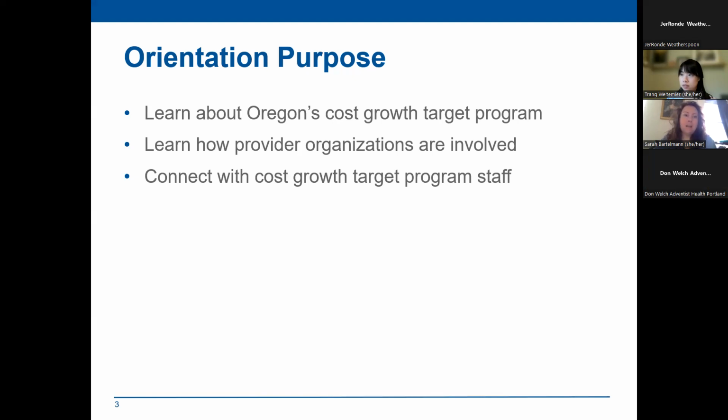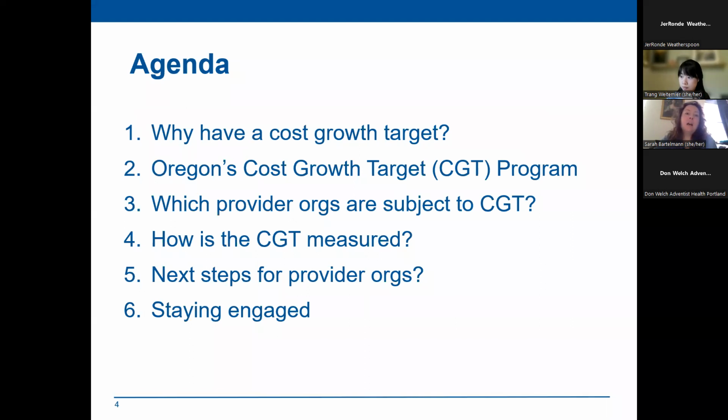Next, agenda. Like I said, we'll start with why we have a cost growth target, how the cost growth target program works, which provider organizations are subject to the cost growth target program, how the cost growth target is measured, and next steps on staying engaged. So let's jump right in. Why have a cost growth target? Let's go ahead, 2 slides, please.